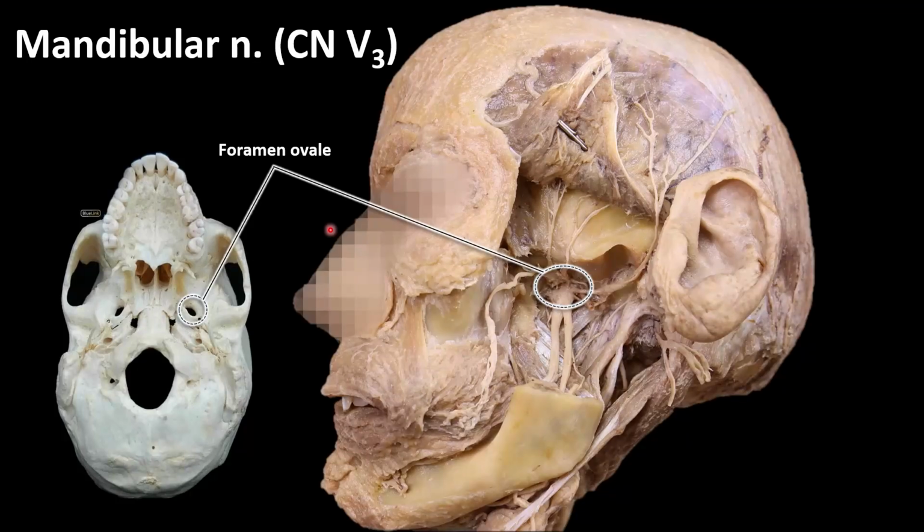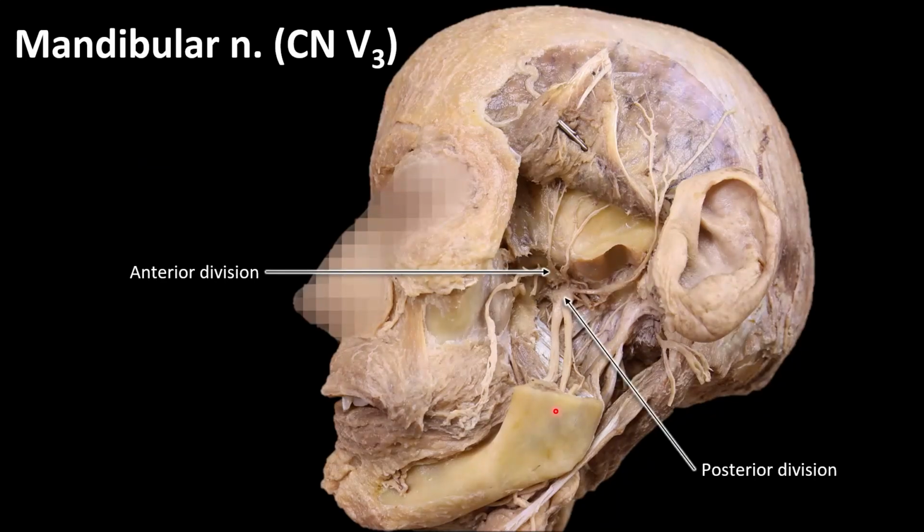The trunk of V3 exits the skull through foramen ovale. All right, so it's exiting in the middle cranial fossa, coming through foramen ovale, which will carry it inferiorly and directly into the infratemporal fossa. Once it arrives in the infratemporal fossa, as you can see here, it immediately starts giving off branches.